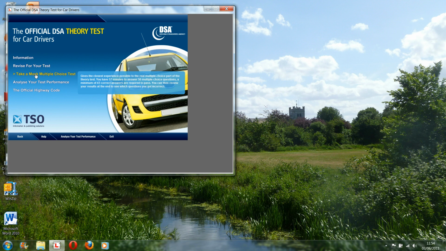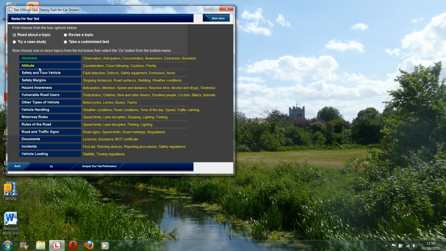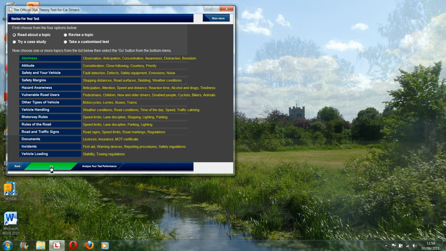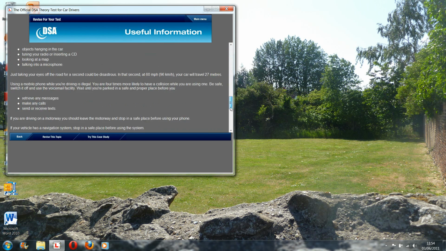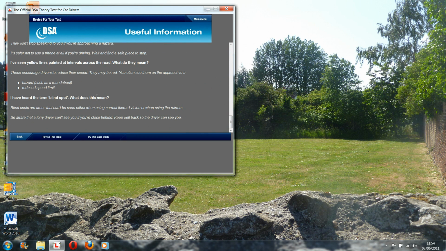And then obviously there are all these different things that can help you with your theory tests. So for example, let's say revise for your test. What I did anyway, I read topics. I think there are 14 topics here. You click on one of them, read about a topic, and then you press go. Unfortunately there's quite a lot of reading. You have to read all of this, and then obviously there are 13 other topics.